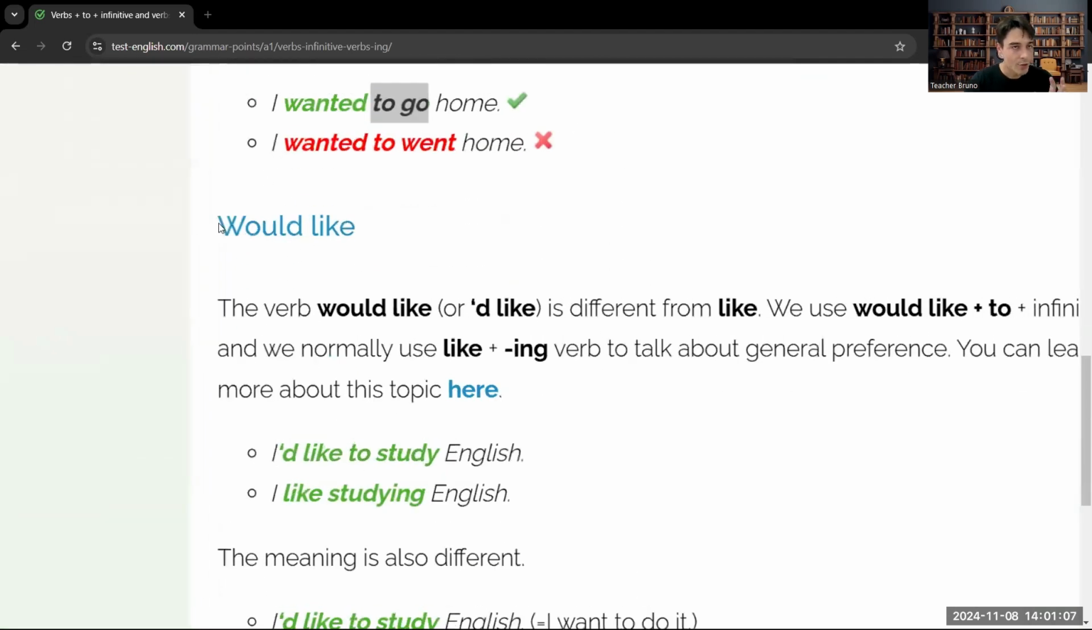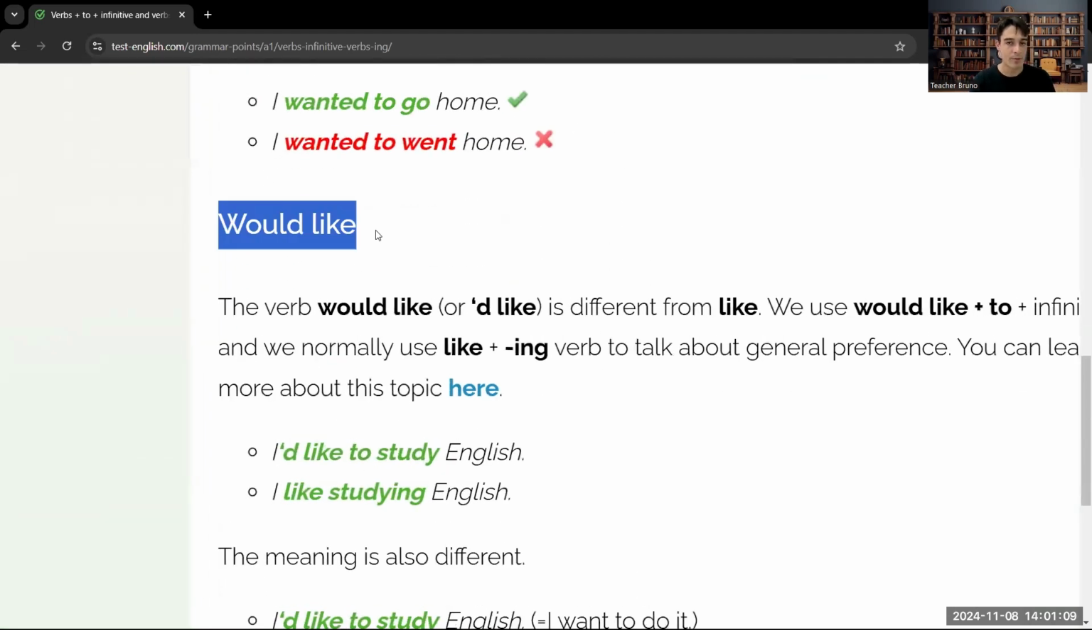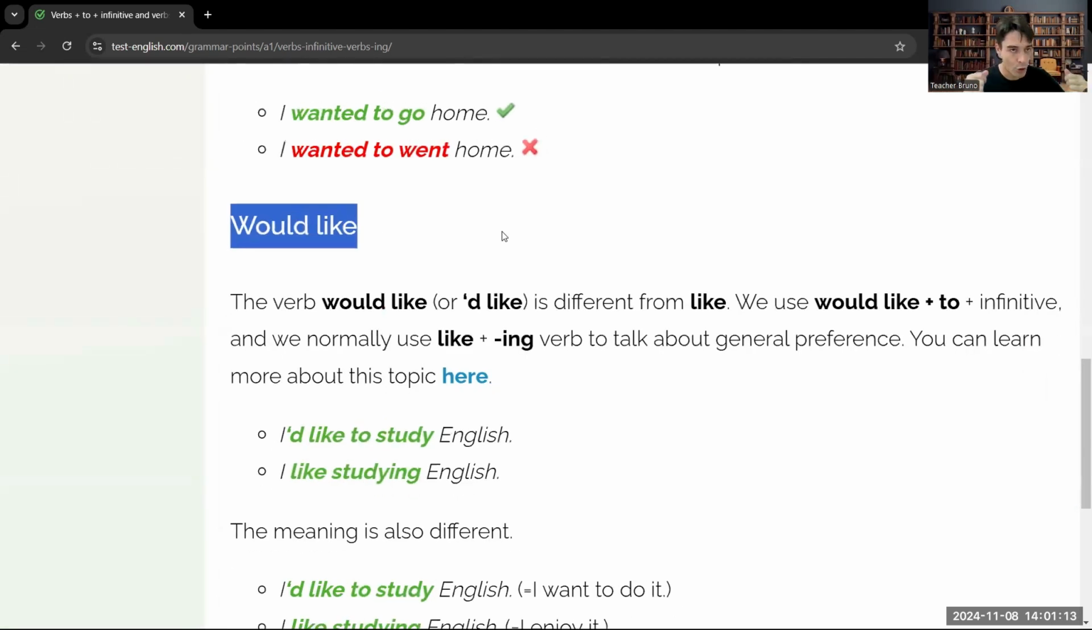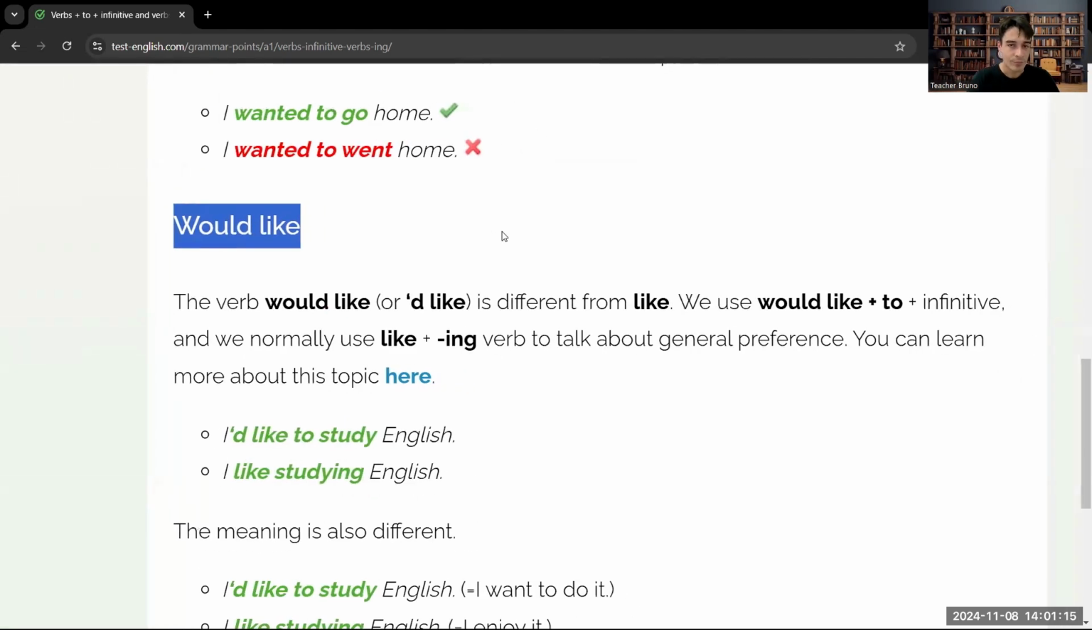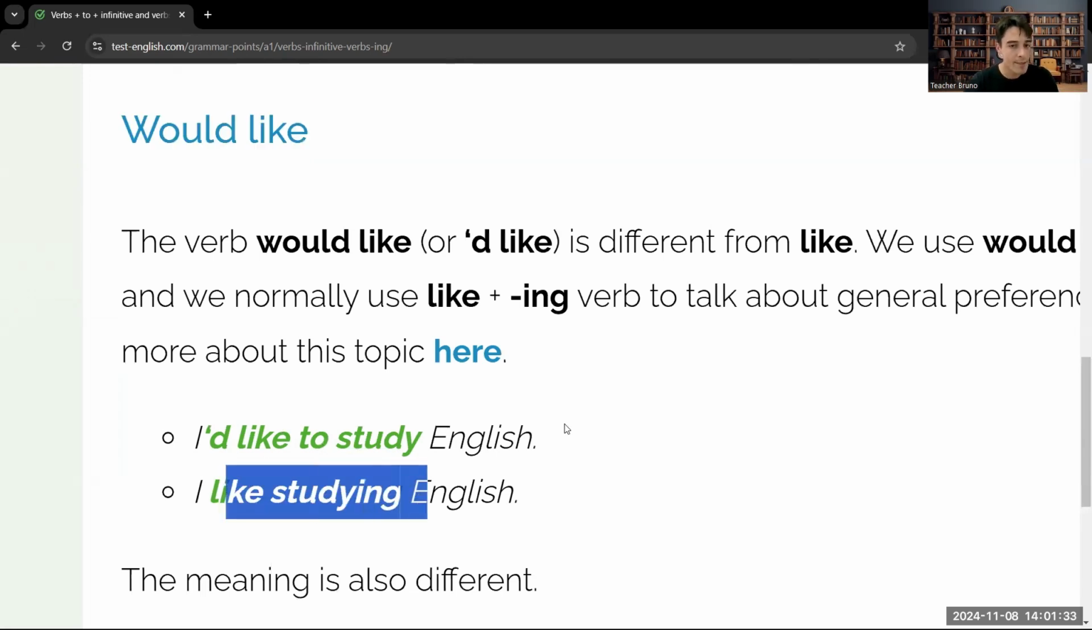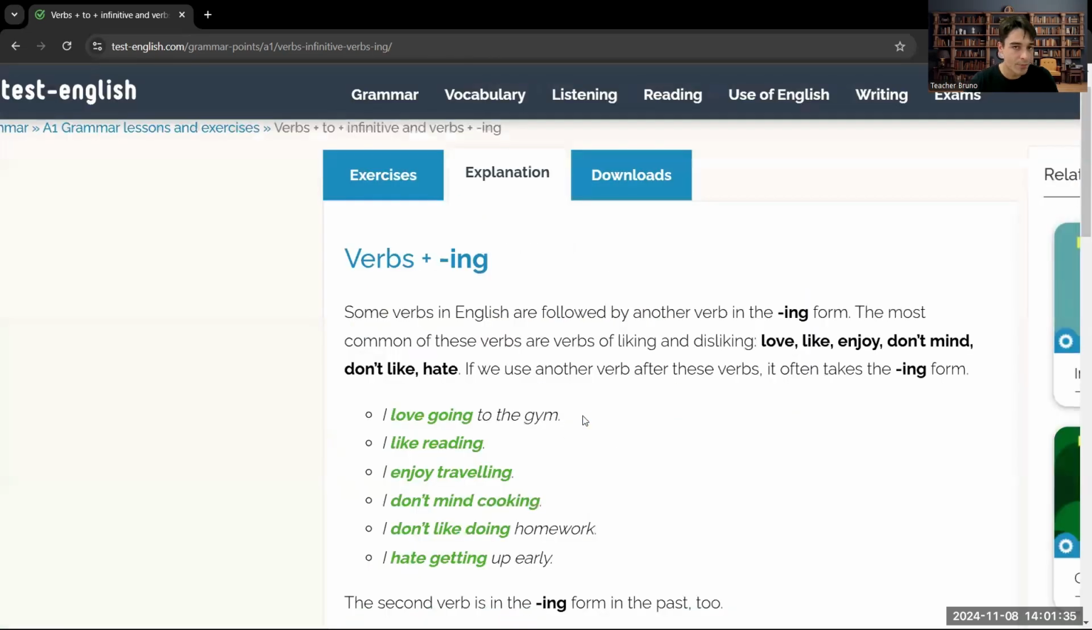Would like is also very common for things in the future, things we would like to do one day. And it's the same pattern. I would like to study English. That means I am not studying right now, but in the future, that's a desire I have. So I would like to study English. But if it's in the present, I like studying English, as we studied before.